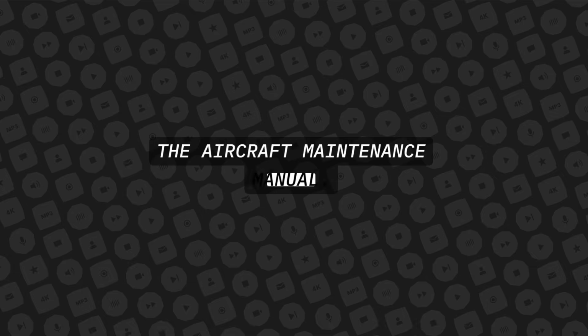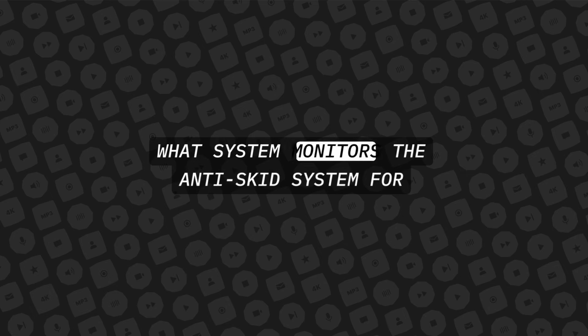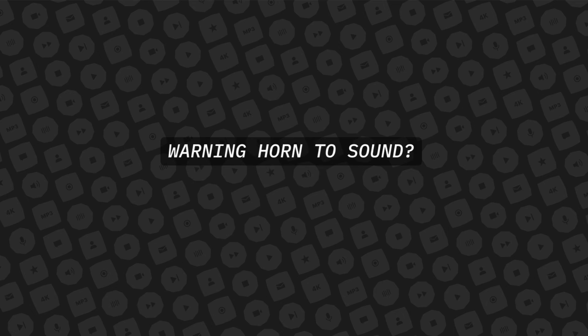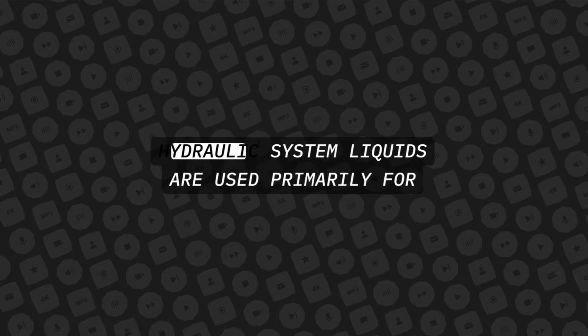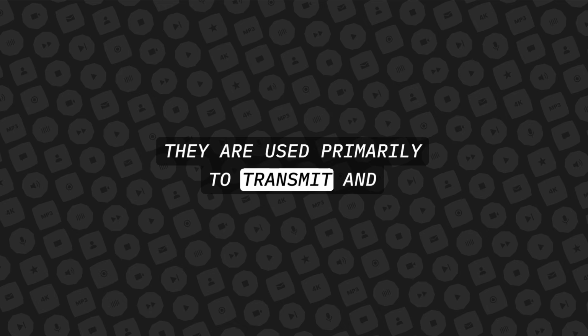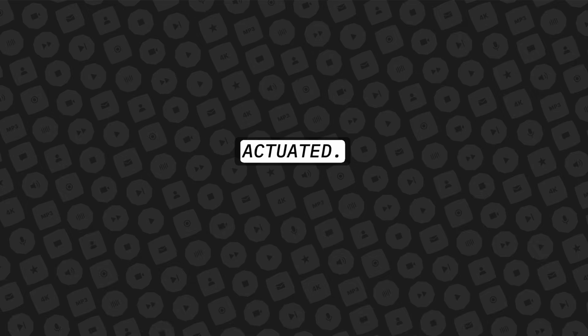Where can you find instructions for jacking one wheel of an aircraft to change a tire? The Aircraft Maintenance Manual. What system monitors the anti-skid system for failures? Anti-skid controller. What conditions will cause the landing gear warning horn to sound? Throttle retarded, gear up. Hydraulic systems liquids are used primarily for what? They are used primarily to transmit and distribute forces to various units to be actuated.